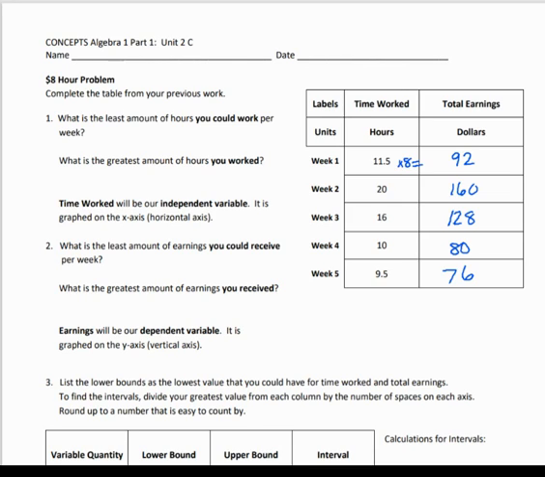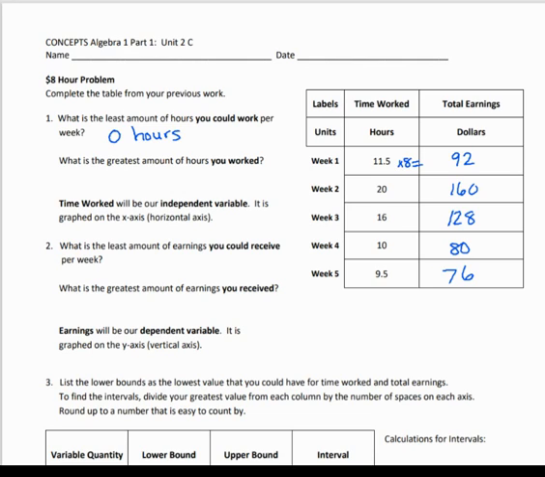Okay, now that we have that chart, we're going to go ahead and answer some of these questions. Some of these may be similar to yesterday, but some of them are new. So this first question says, what is the least amount of hours you could work per week? So we're talking about hours. What's the least amount of time you could work in general? 0 hours. Yeah, 0. Does that make sense to everybody? So 0 hours is the least amount of time. You're not working at all.